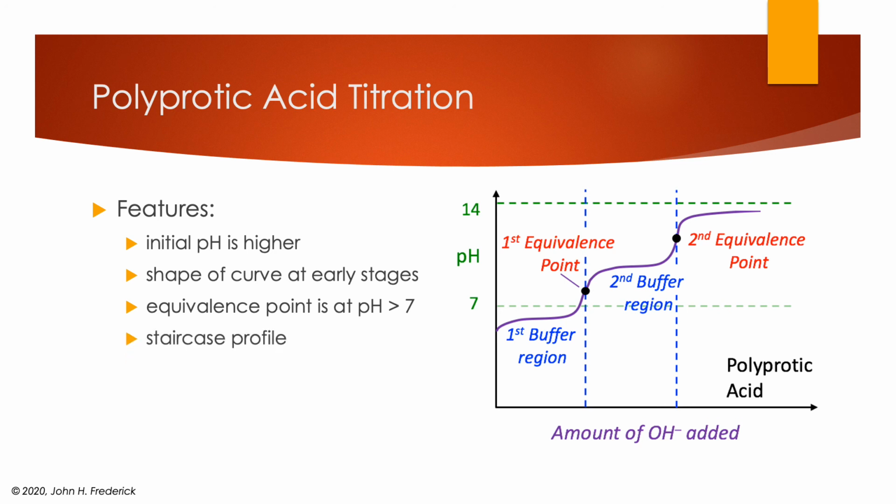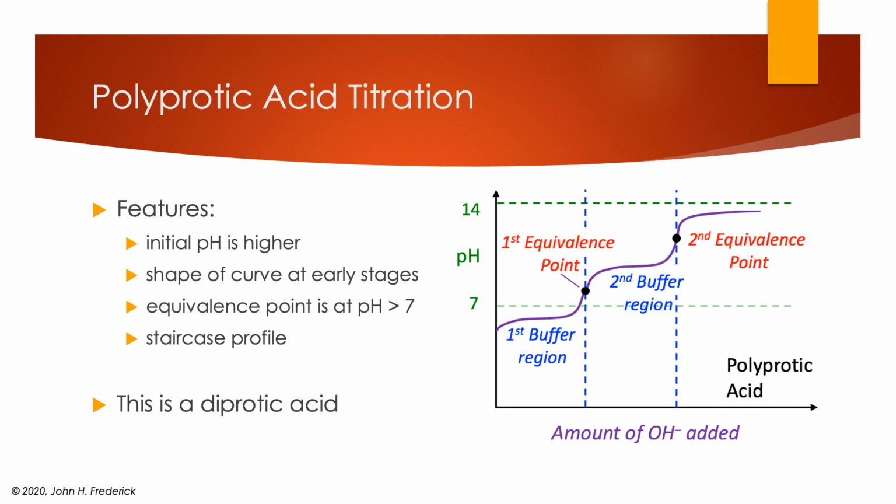You'll also see that there's a staircase profile because we have more than one proton that's being removed. Okay, the base is going to keep removing protons until it can't do that anymore. So the number of steps tells us something about the number of acidic protons that are present in this acid. So we can tell, because there are 2 steps in this case, that this is a diprotic acid.